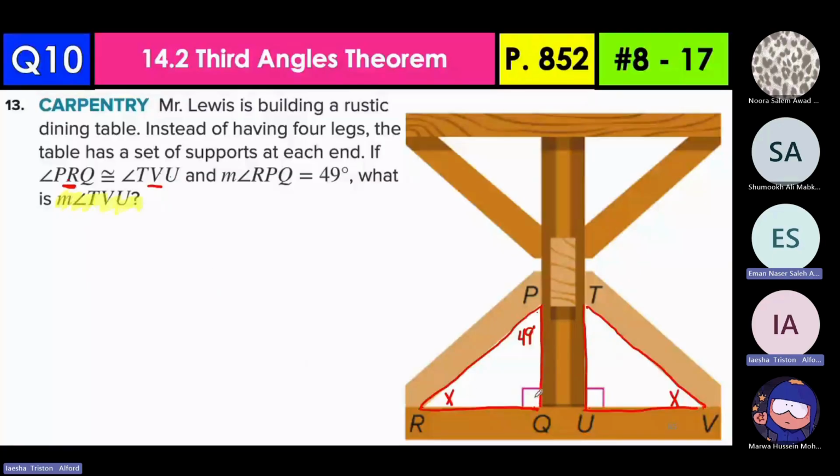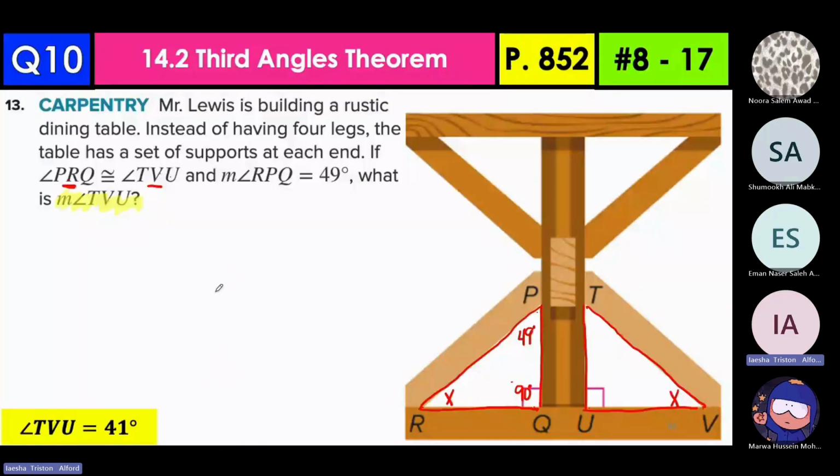So first thing we have here, how much is the corner? 90 degrees. Fine, 90 degrees. So this corner is 90 degrees. How can we find X? 180 rule? Subtract 90, subtract 49.